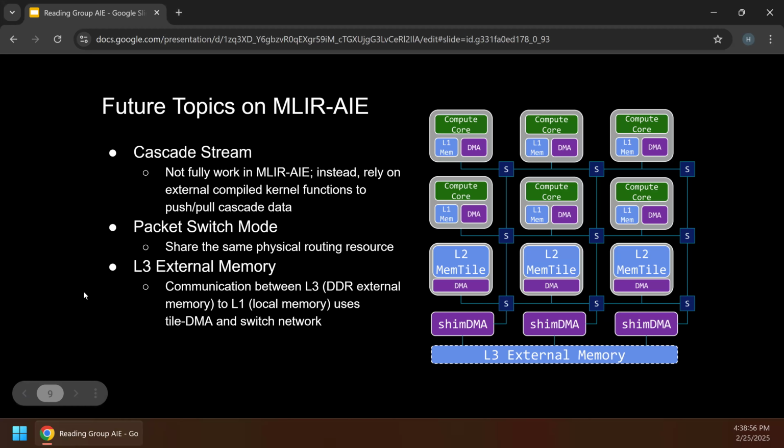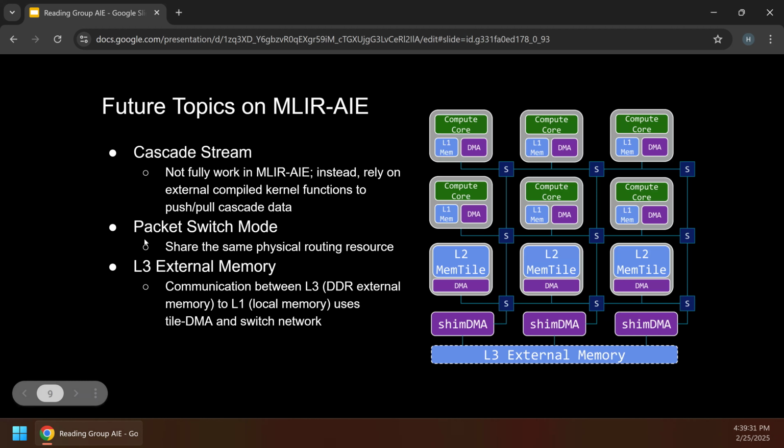Is that exposed in the MLIR-AIE? Yeah, it is exposed, so you can use either circuit switched or the packet switch mode. Okay, that's interesting. And switching between these two modes is not that hard from the dialect's perspective. It's just a change of a few interfaces. That's what I learned from their examples and tutorial.